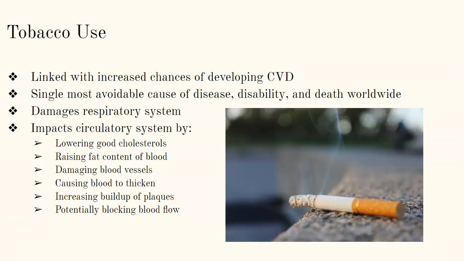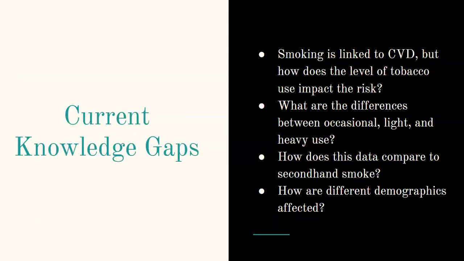Why tobacco use? We know that it's linked with increased chances of developing CVD based on previous studies. Smoking is the single most avoidable cause of disease, disability, and death worldwide. It also damages the respiratory system and impacts the circulatory system by lowering good cholesterol, raising the fat content of blood, damaging blood vessels, causing blood to thicken, increasing buildup of plaques, and potentially blocking blood flow.